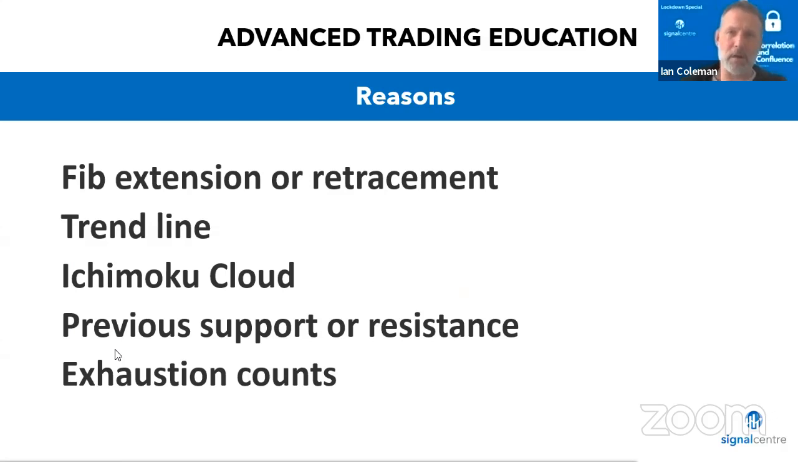Have we got Ichimoku cloud support in one of the euro products, maybe on a daily chart? Have we got previous resistance or support? And again, now we're looking for support. Or have we got exhaustion counts? I'm a big fanatic on DeMark. So what I do look for is 13 counts, and 13 counts normally highlight the end of a trend and the start of a new downward bias.